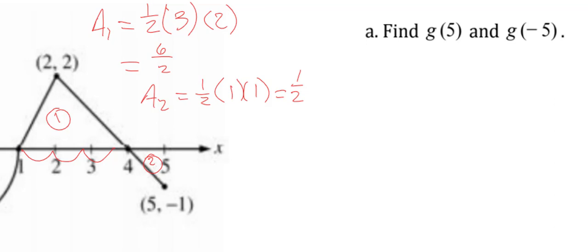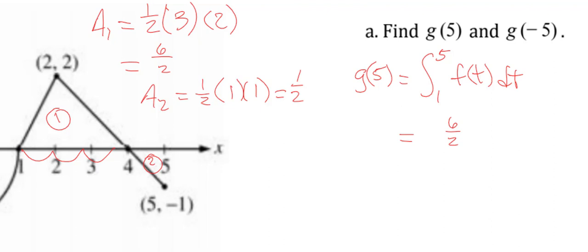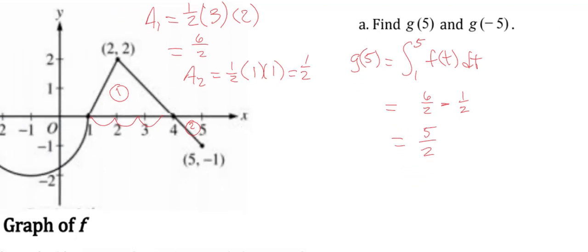So when we're finding g of 5, g of 5 is going to be the integral from 1 to 5, in a left to right direction, of f of t dt. That first triangle is above the x-axis and I'm going in a left to right direction for my limits of integration, so I'm just going to calculate that to be 6 over 2. The second triangle, I have to be careful of because it's below the x-axis. I'm going to subtract that area of 1/2. When you do all of your cleaning up, you will just get 5 over 2 for your solution. So g of 5 has a value of 5 over 2.